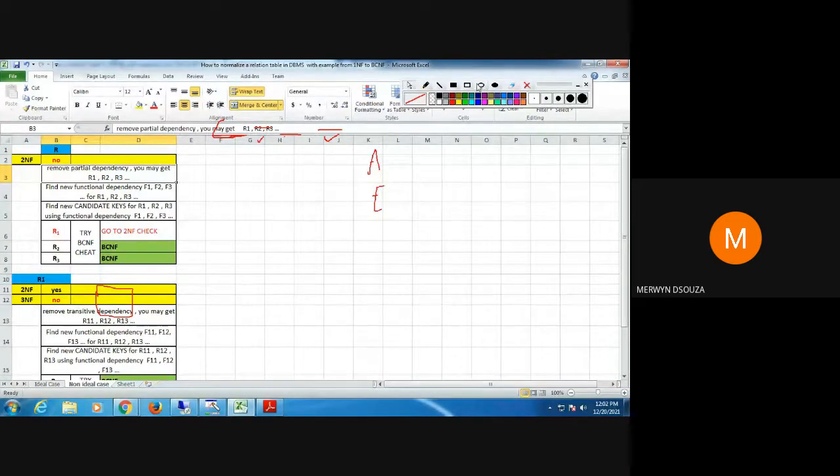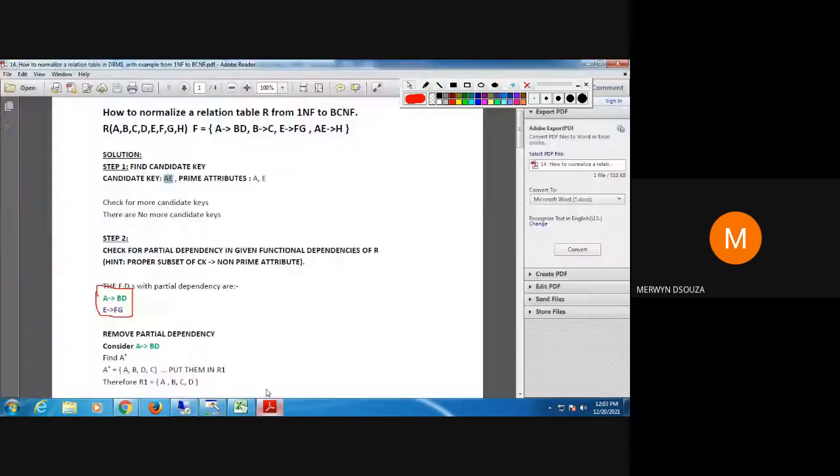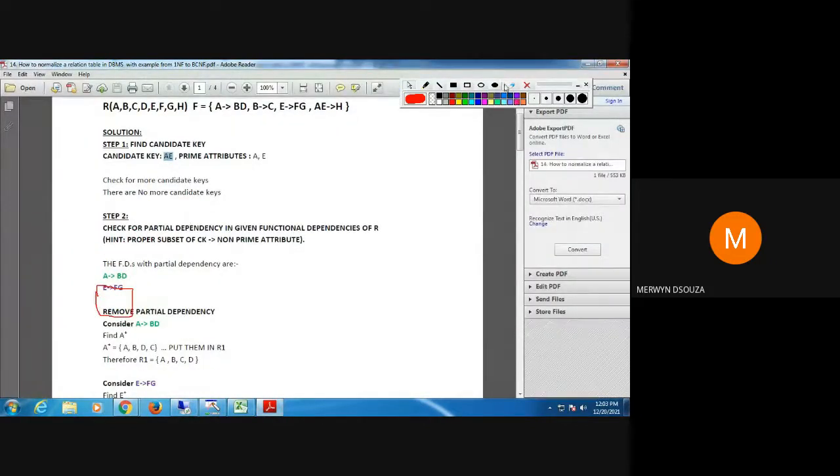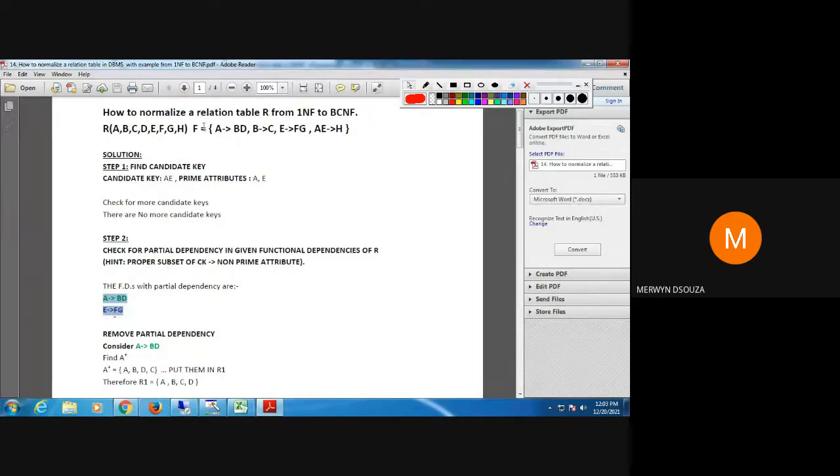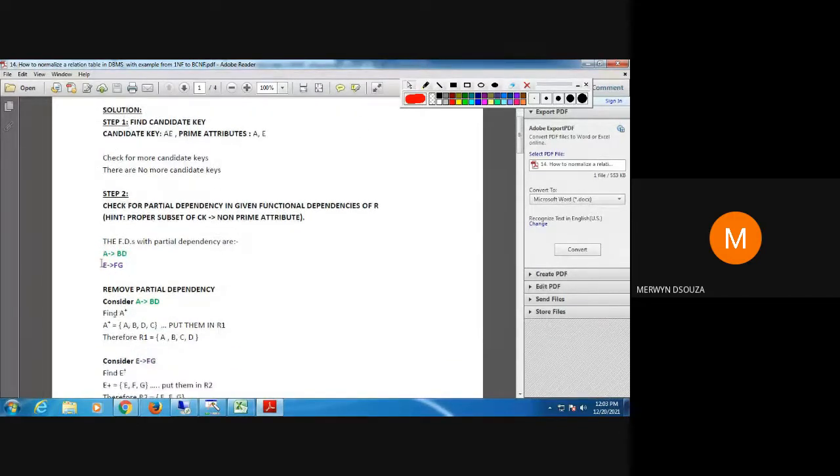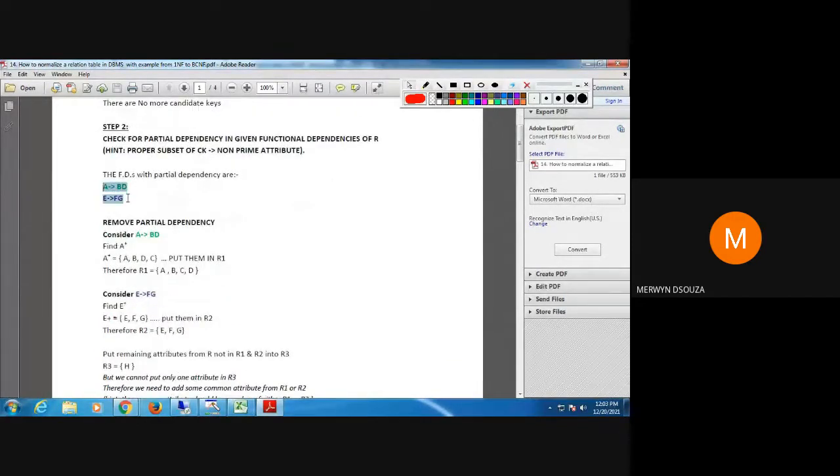I hope you have revised what I told you to revise. To remove the partial dependency, you need to find the attribute closures, by considering the functional dependencies that gave the partial dependency. So you will consider these two functional dependencies: A determines BD and E determines FG, because these two functional dependencies from F have partial dependencies.